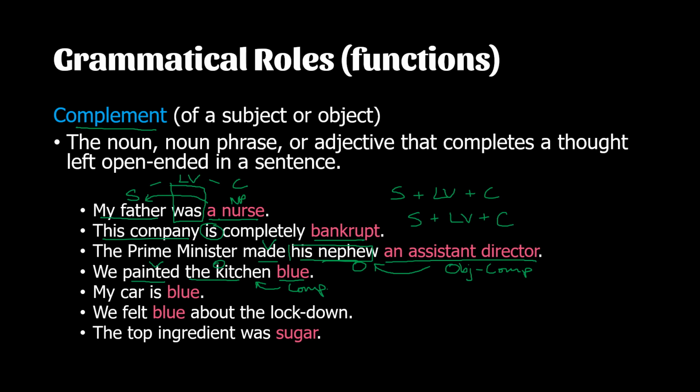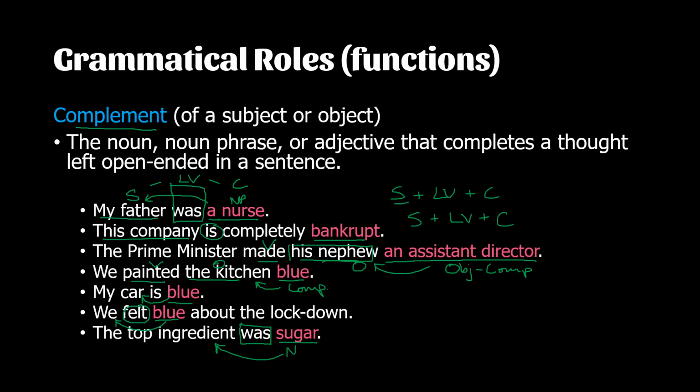My car is blue. This is just a complement, subject complement, describing my car. We felt blue about the lockdown. This sentence is to show you that you don't only need to use linking verbs, you can also use some of the stative verbs. We felt blue. This is a condition, an emotional mood that describes we. So it is a subject complement. The top ingredient was sugar. Again, I have a linking verb, it's the verb to be. I have a noun, and it describes what the top ingredient was.